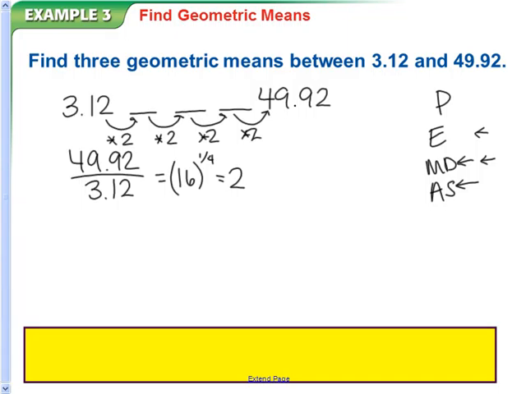So 3.12 times 2 is 6.24. Times that answer by 2, 12.48. Times that answer by 2, 24.96. And then again, like we did with arithmetic, check it again, times it by 2 again, and it does equal that number, so we know that we did them right. So the 3 geometric means are right there.